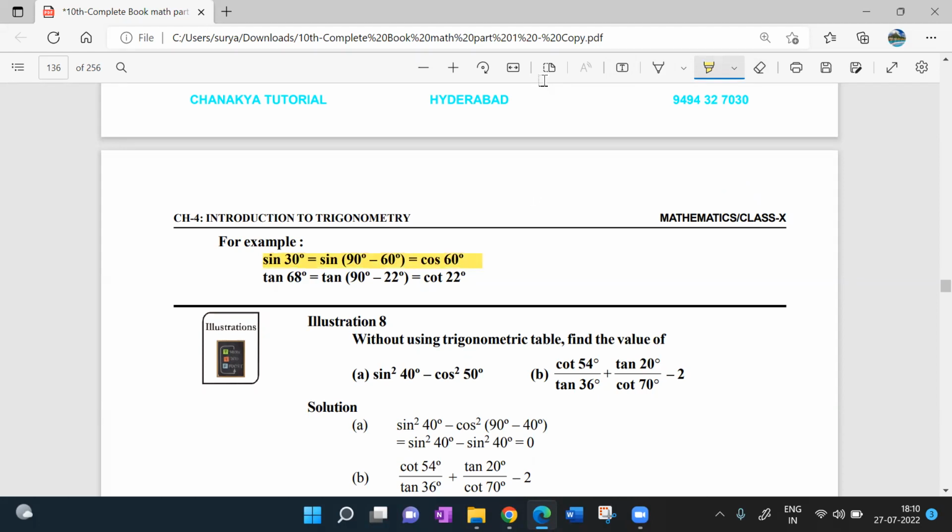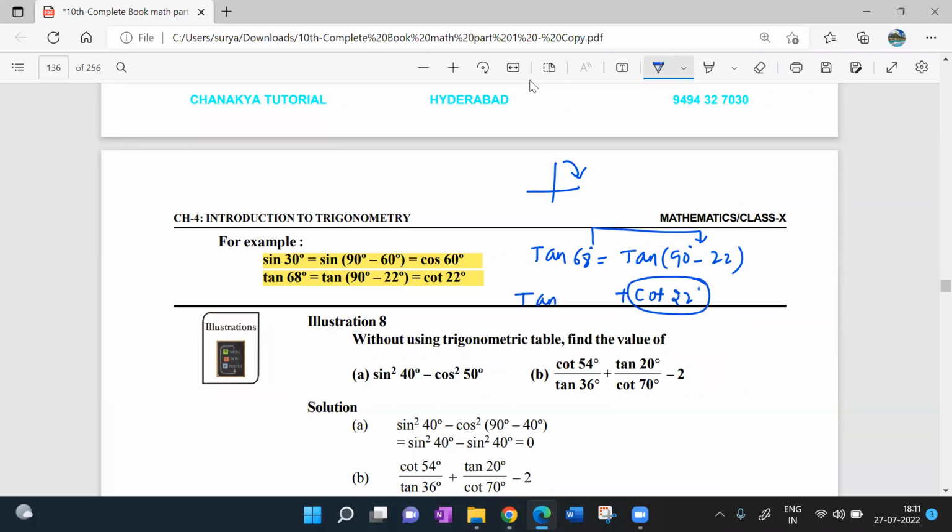And tan 68 can be written as cot 22. How? Look at this, guys. Tan 68 degrees can be written as tan of 90 degrees minus 22. Tan 90 minus theta, 90 minus theta in the first quadrant. In the first quadrant, tan will be positive. Tan becomes cot, because you have 90 minus theta. So cot 22 degrees is your answer. So tan 68 can also be written as cot 22.